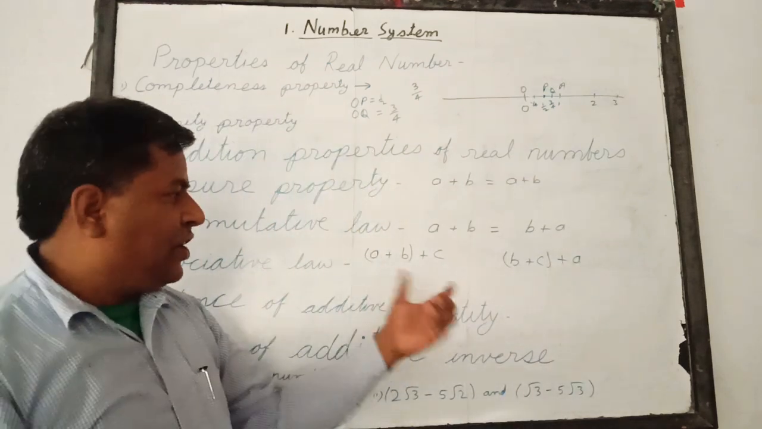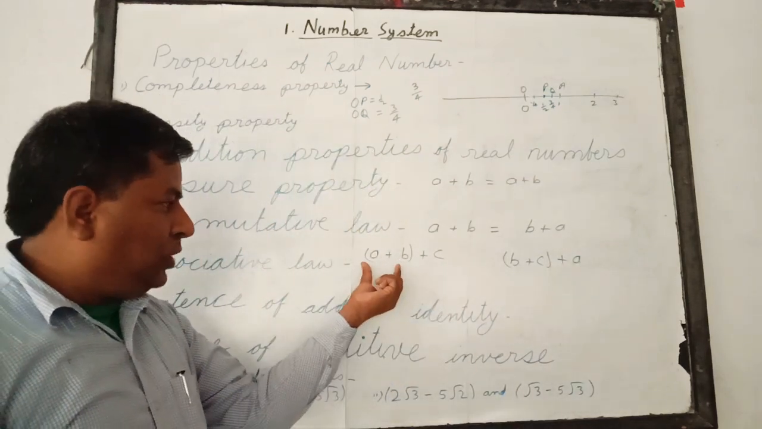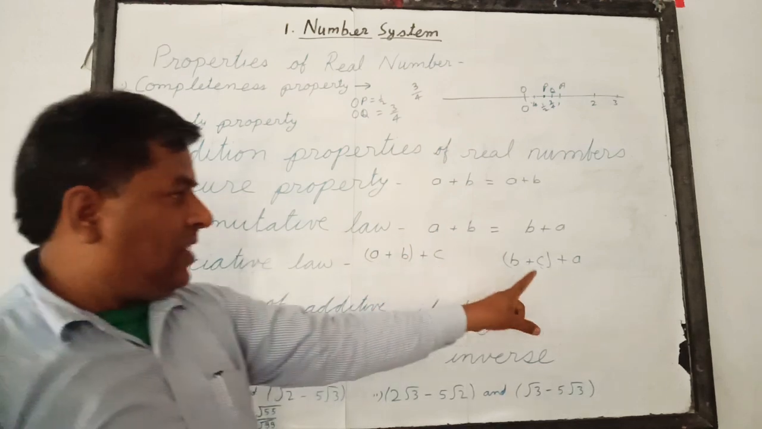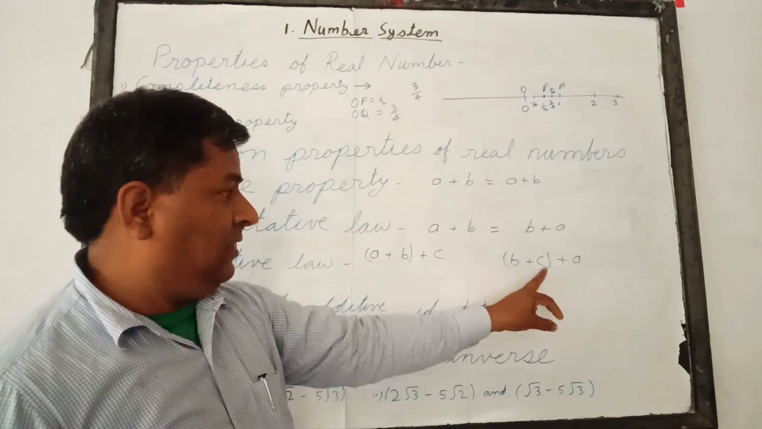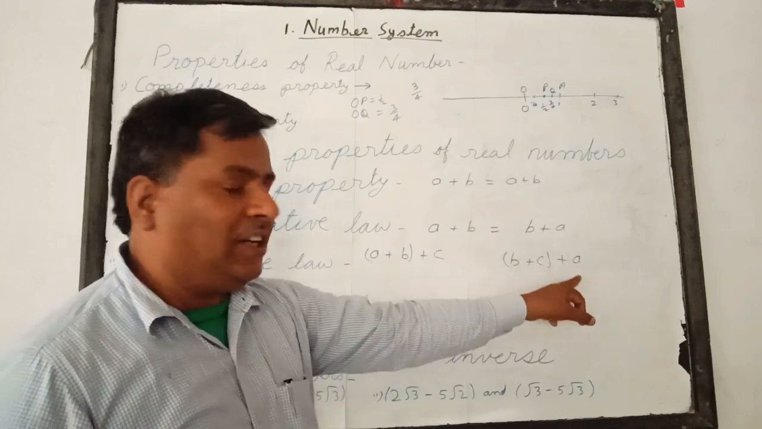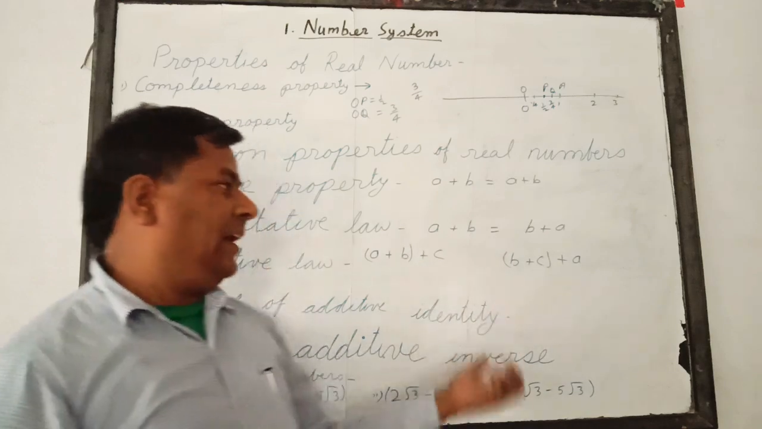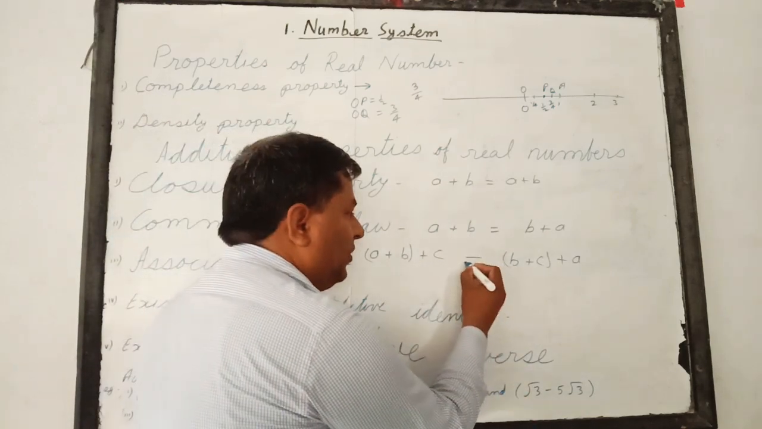So what we have done? We have changed the order. We have taken two numbers first and then added the third number to that. In the second case, we have taken the second and third number, and to that we have added the first number. So in this case also, we find that the result will remain the same.